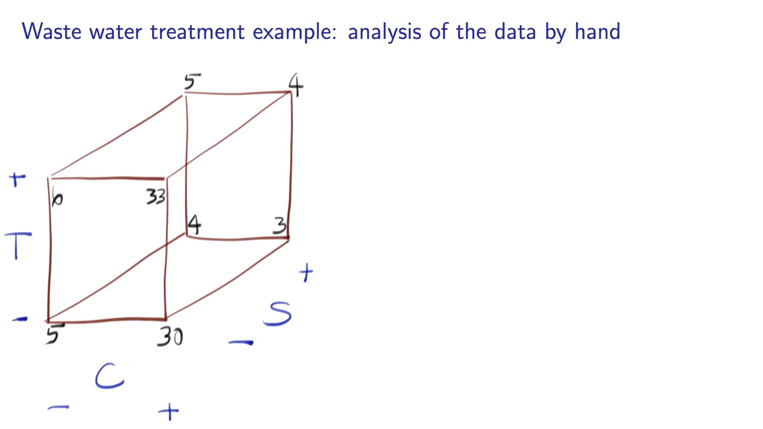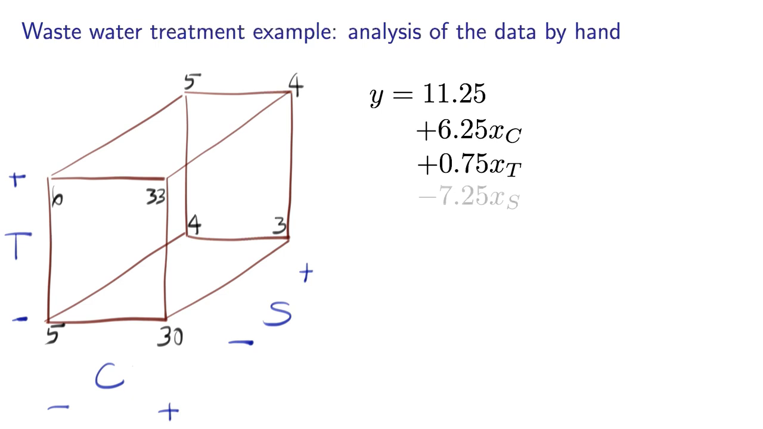You should always step back at this point and make sure these results make sense. Horizontally, we see going from chemical P to Q increases the pollution amount. That value of 6.25 looks about right. A small value of 0.75 for temperature also looks right, because it really has a very small effect. And finally, increasing the stirring speed has the largest reduction on pollution, a decrease of 7.25 units.